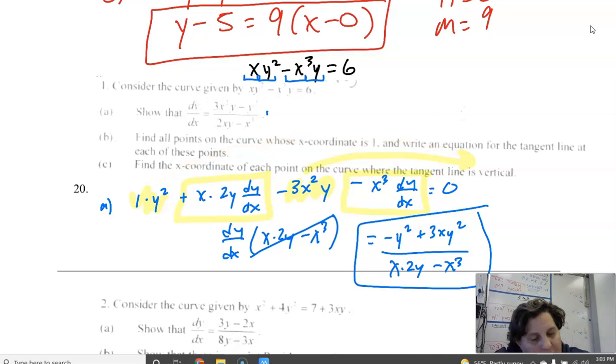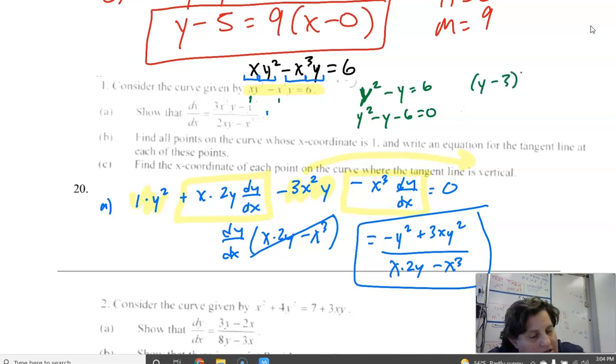Find all the points on the curve. So I'm going back to the original problem, all the points on the curve where x is 1. Let's find all the points where the x-coordinate is 1. It would be 1y squared minus 1y equals 6. That definitely looks like something I can solve, by factoring: y minus 3, y plus 2 equals 0. So y is 3 and negative 2.